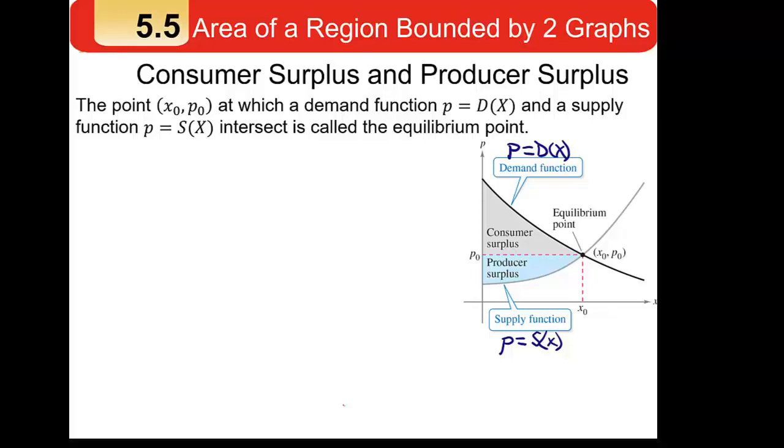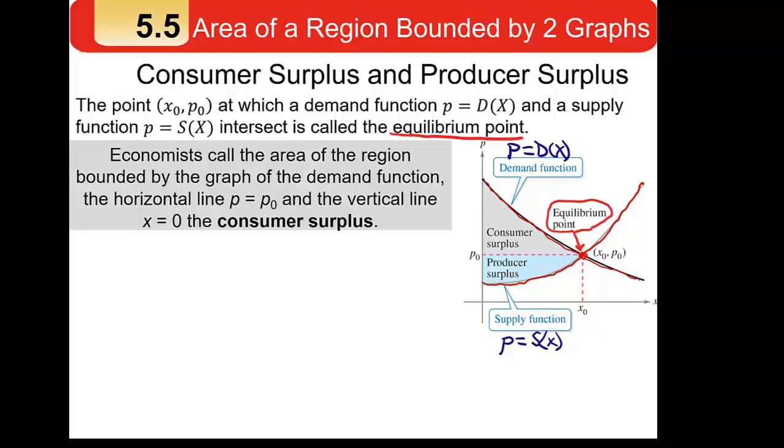If you've taken an economics course, you probably have heard those terms before, but basically they come from this. If you've got a demand curve that describes the demand for a product, and you've got a supply curve that describes the supply of the product, wherever they intersect is called the equilibrium point. And economists have a name for that area in that figure that I have labeled called the consumer surplus that describes the area, the region that's below the demand curve.